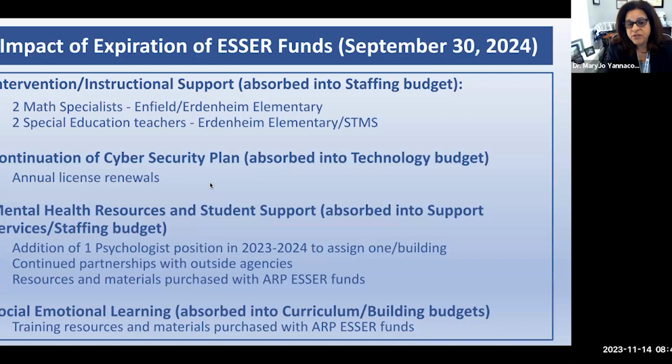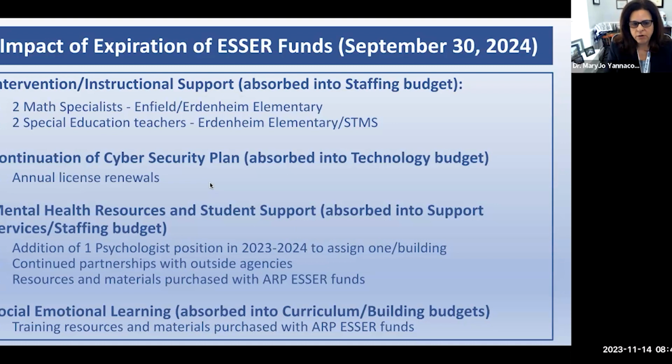Mental health resources and student support, we've also added, because as everyone knows, mental health concerns across the country have really increased as students have emerged from the pandemic, and we are absorbing those costs into our support services and staffing budget. So we added a psychologist position this year. So we now have one school psychologist at each of our 4 buildings.